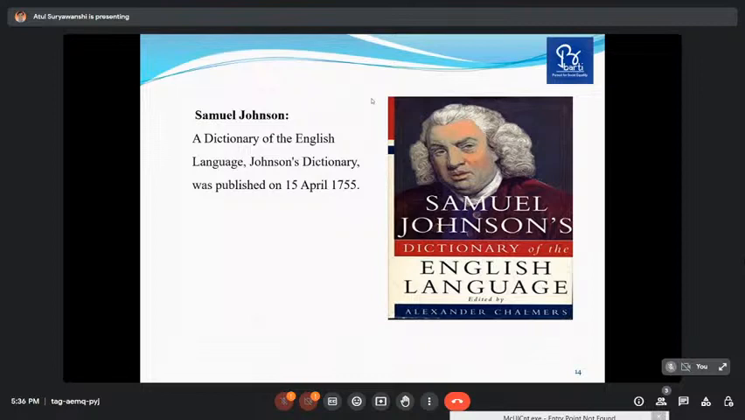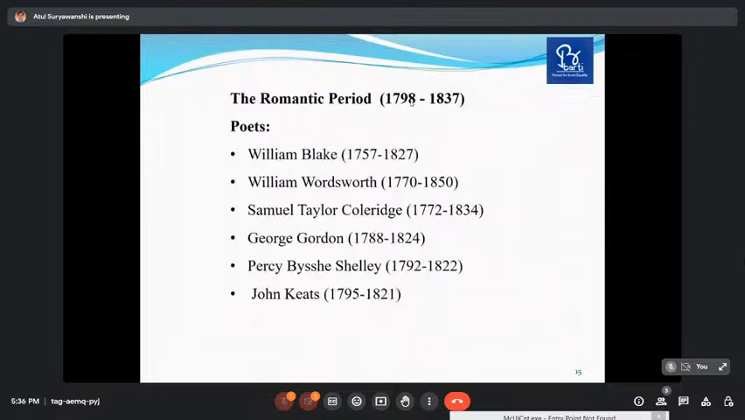This was a novel experiment for the very first time. And so this prominent work, the Dictionary of the English Language, published in 1755, has been asked in NET and SET examinations. So please read this. Go through it. Search the details of Dr. Samuel Johnson. The next period is the Romantic period, initiated in 1798 and lasted up to 1837.